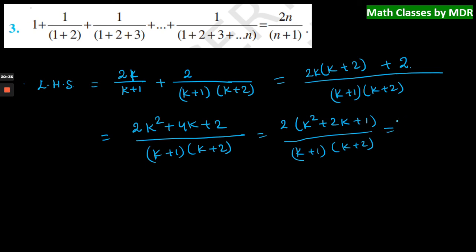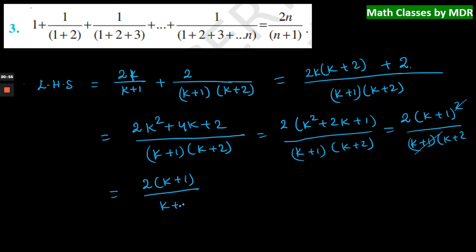What is this k squared plus 2k plus 1? It is of the a plus b whole square form, so 2 into k plus 1 whole square by k plus 1 into k plus 2. Now k plus 1 will cancel, and we will have 2 into k plus 1 by k plus 2. Now this is equal to the right hand side. Hence proved, so P of k plus 1 is also true when P of k is true. So from the principle of mathematical induction, P of n is true for all positive integers. So it is clear? Yes.